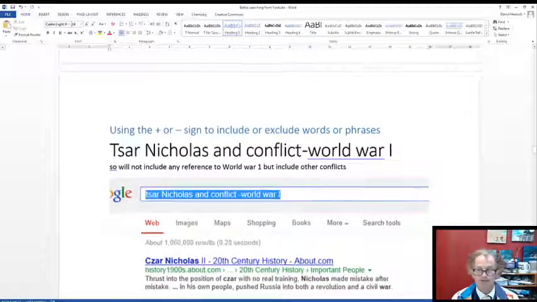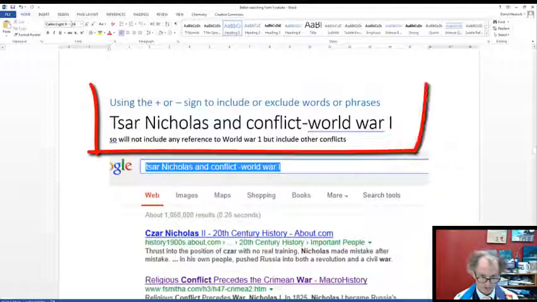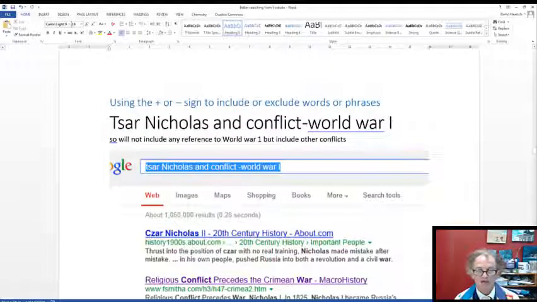Here's another really important skill: often we can use the plus or minus sign in our search to include those words or exclude those words. The example I'm showing above is Tsar Nicholas and conflicts, and I've got minus World War I. So in other words, I'm asking the search engine to just search for Tsar Nicholas and conflicts, but don't include anything to do with World War I. So it might be before World War I or after World War I. Okay, so you can see use of the plus or negative sign there is important.